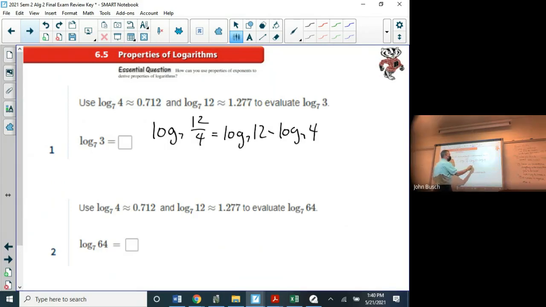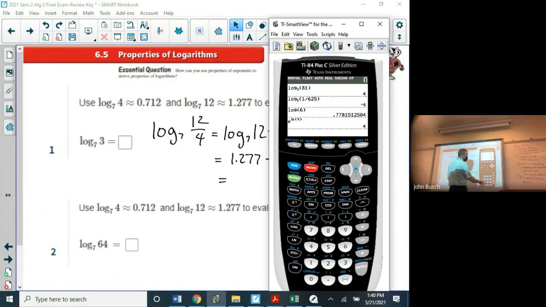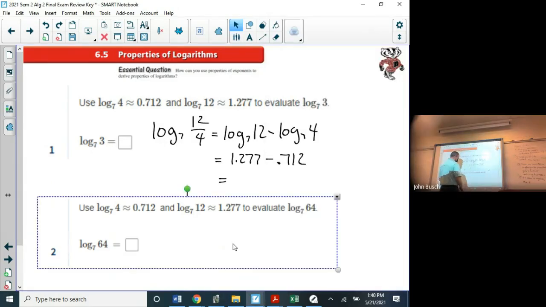And then we can just use these decimals. 1.277 minus 0.712. We get the answer. It looks like it's 0.565.